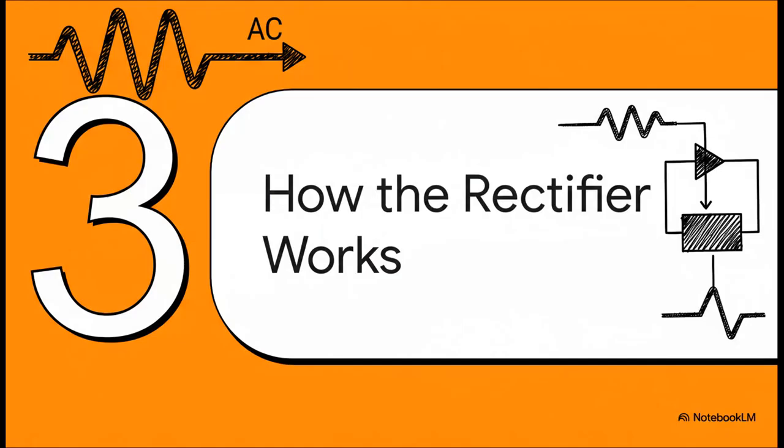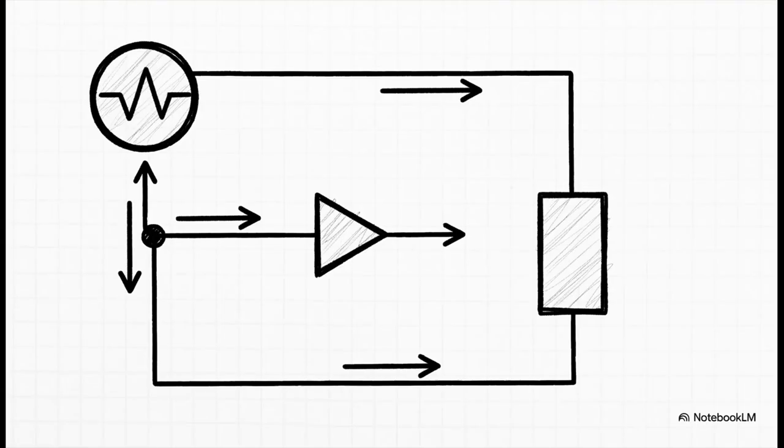Okay, so we have our problem, this AC power, and we have our special tool, the diode. Let's see how we can put that little one-way gate to work and build our very first, most basic rectifier. And here it is, the half-wave rectifier. It is, and I'm not kidding, beautiful in its simplicity.